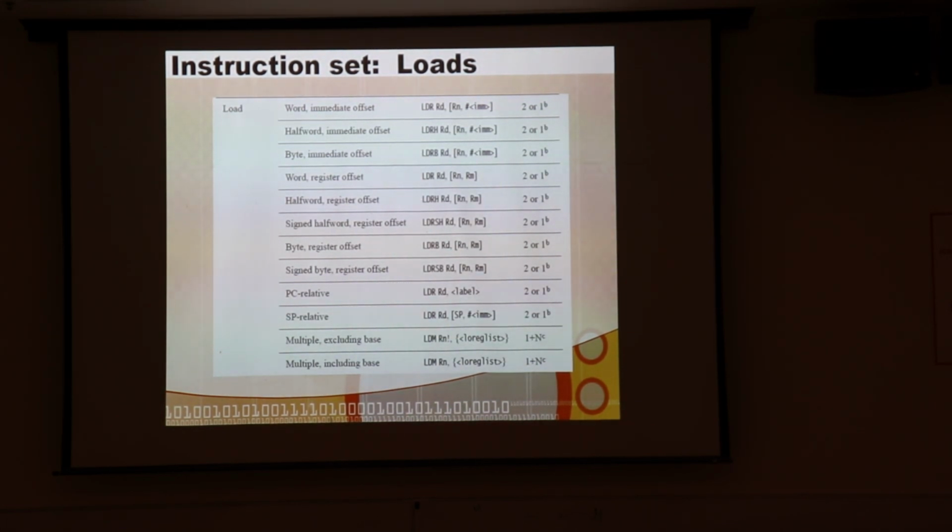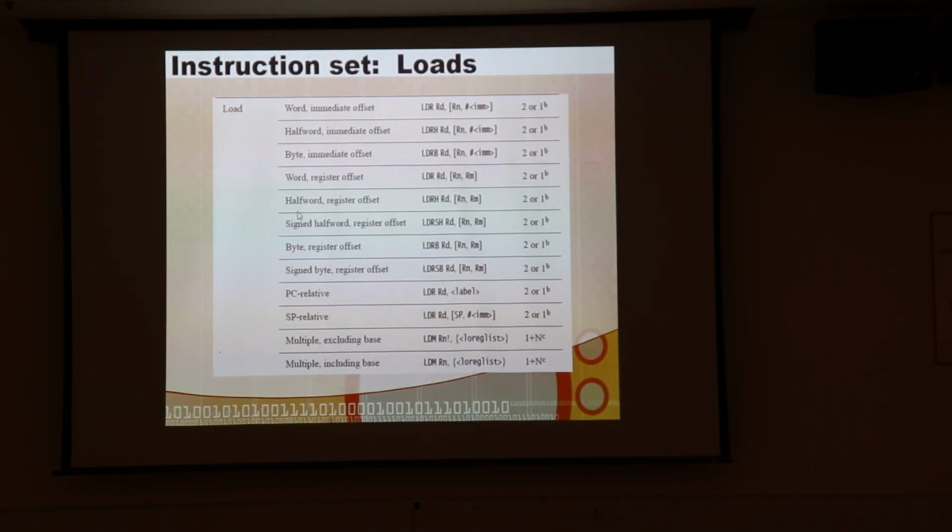And remember, the word and half word have to be appropriately aligned in memory. So the half word has to be at only even addresses, and the word has to be at only addresses where the last 4 bits have to be either 0, 4, 8, or C in hex. Okay. So you have a word with an immediate offset, half word or byte. You have a word with a register offset, so you reference 1 register for the address and another register for the offset.